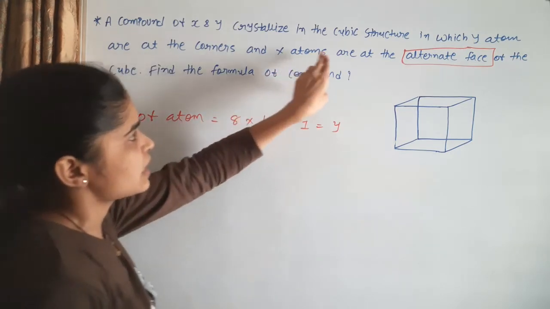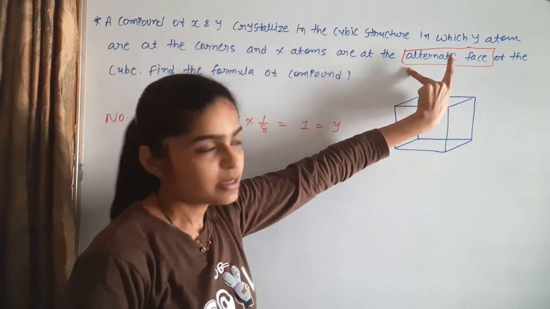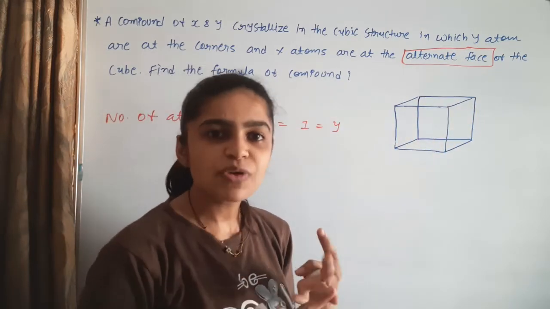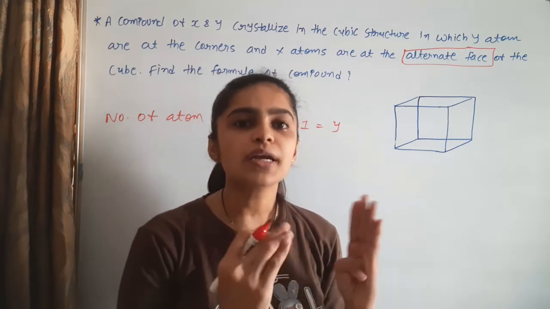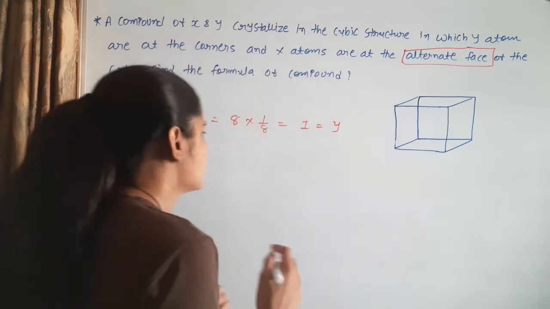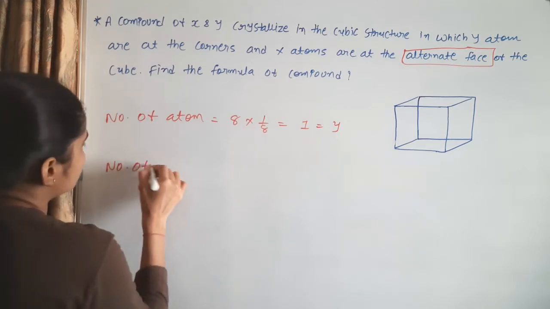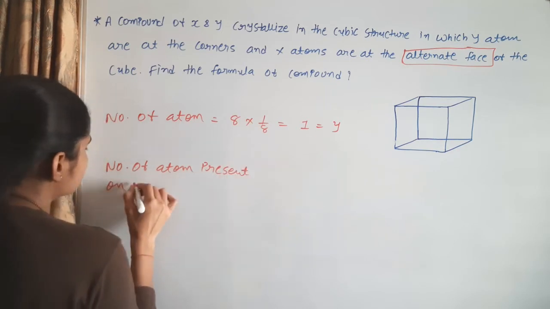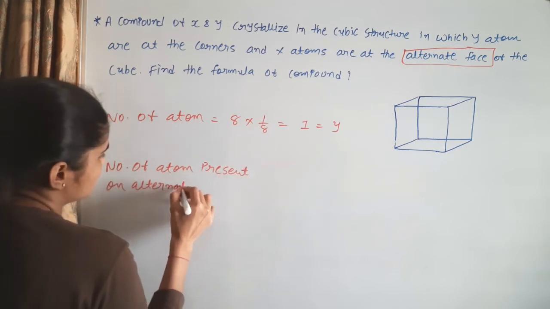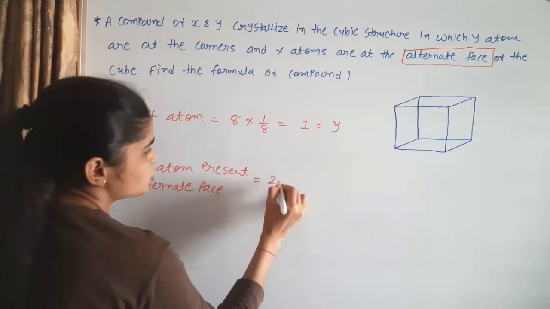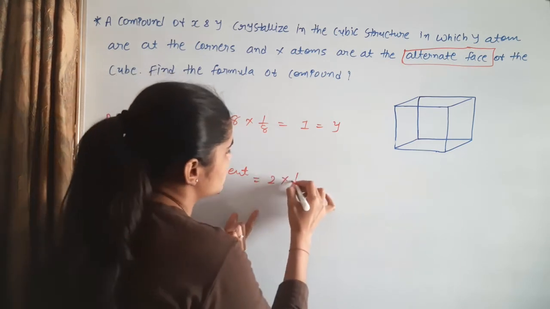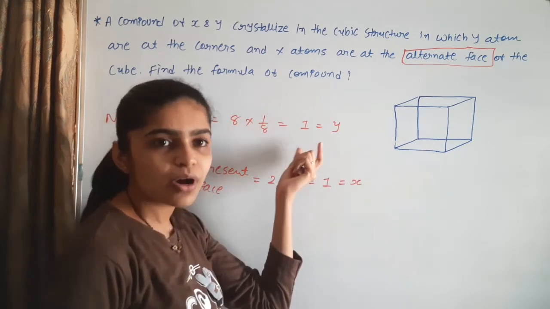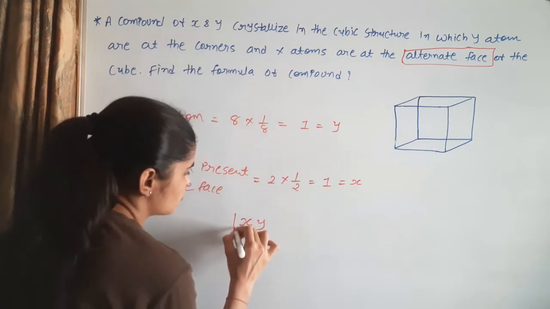Then second, X atoms are at the alternate faces. On the cube, on alternate faces, only 2 atoms are present. Each face contributes 1/2, and on alternate faces only 2 atoms are present. So the number of atoms on alternate faces is equal to 2, and its contribution 1/2 is equal to 1. So X is equal to 1 and Y is equal to 1, and the answer is XY.